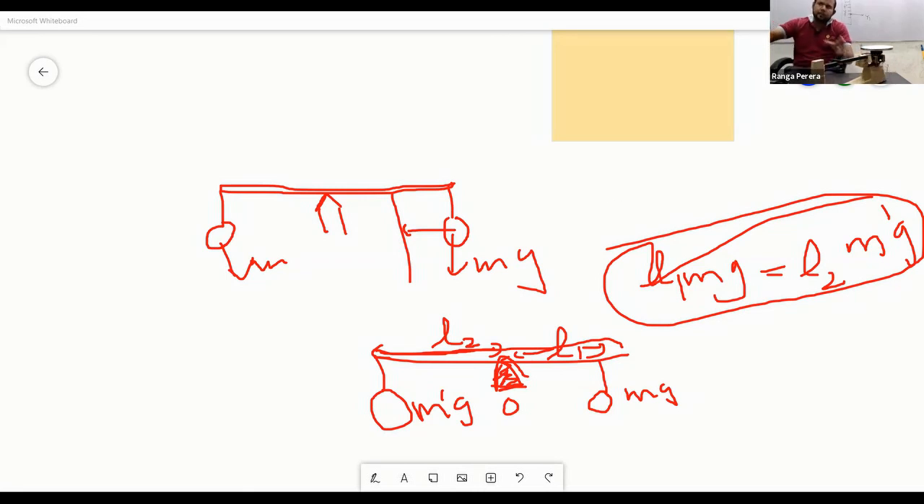So, we have discussed how to measure length. To measure the length, we discussed the vernier caliper, micrometer screw gauge, spherometer, and traveling microscope. Now we are moving to the mass measurement. When you take the mass measurement, we have mainly a few instruments to measure the mass more accurately.